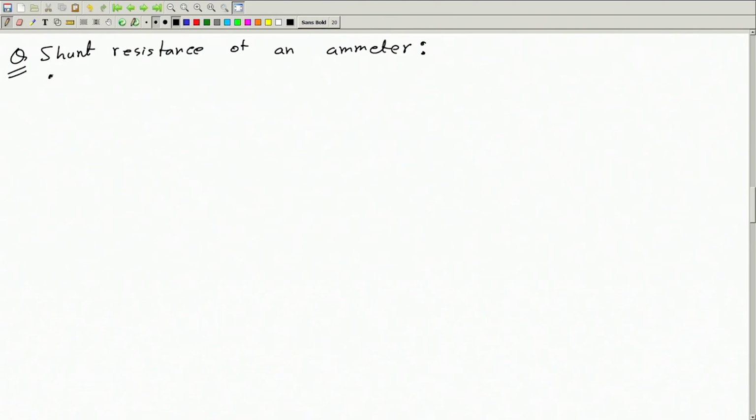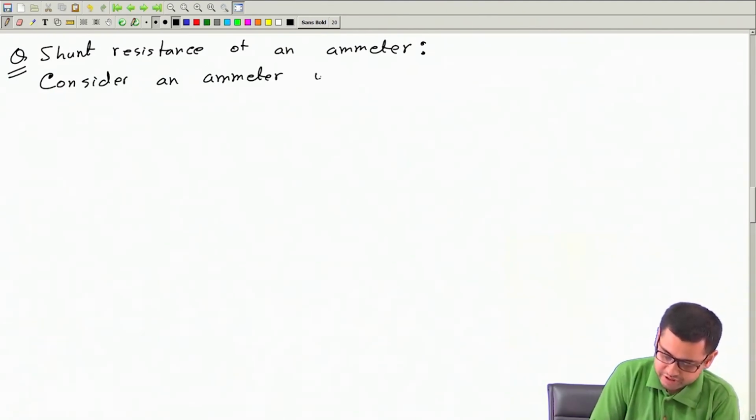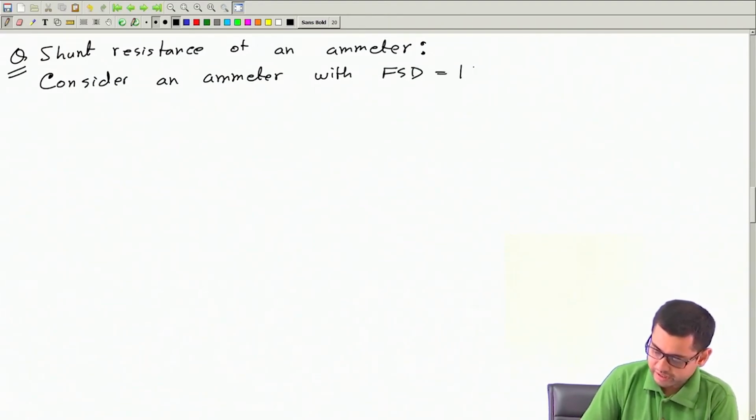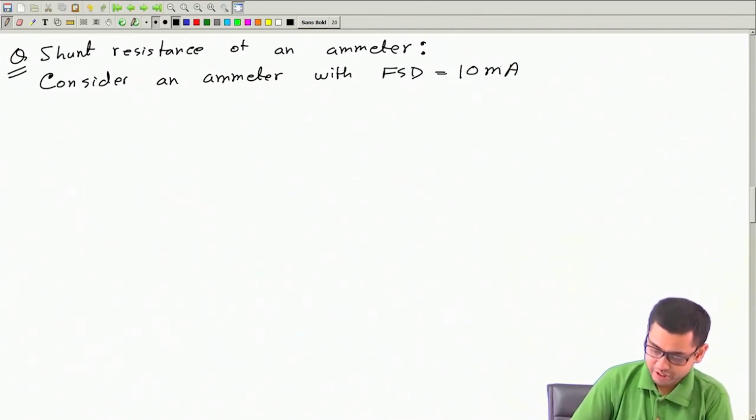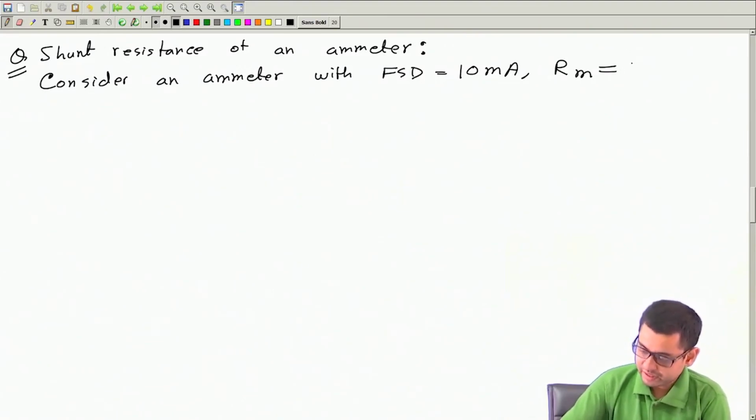So consider an ammeter with full scale deflection current equal to say 10 milliampere. This is my favorite number. Okay, I always use this number because calculations become so easy. So consider an ammeter with full scale deflection current of 10 milliampere, and the meter resistance Rm, that means the coil resistance, maybe say 99 ohm.